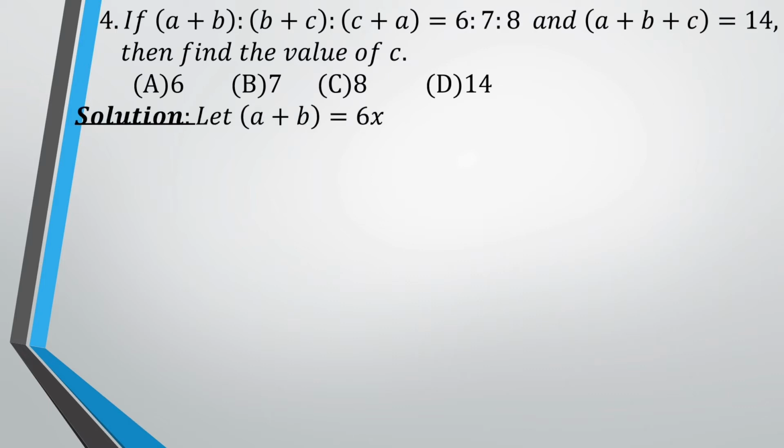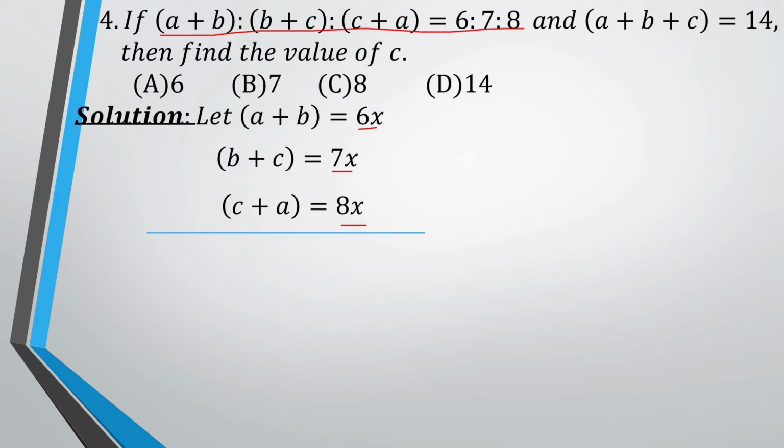So let A plus B be equal to 6x, B plus C equal to 7x and C plus A equal to 8x. Since they have given the ratio as 6 is to 7 is to 8, we are writing the quantities as 6x, 7x and 8x.